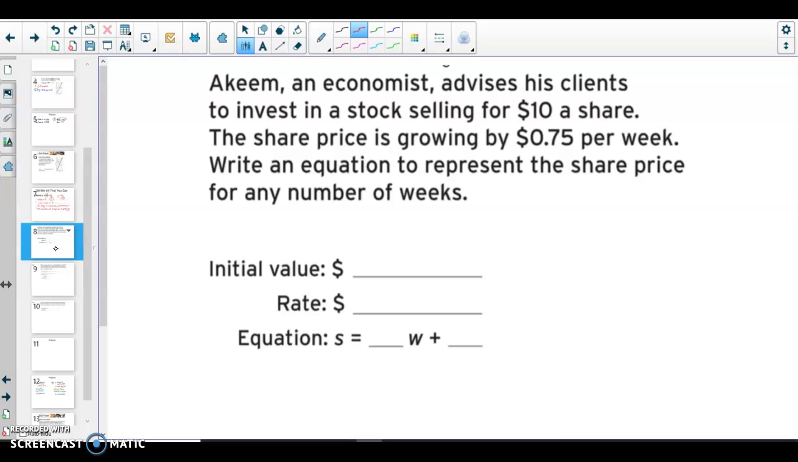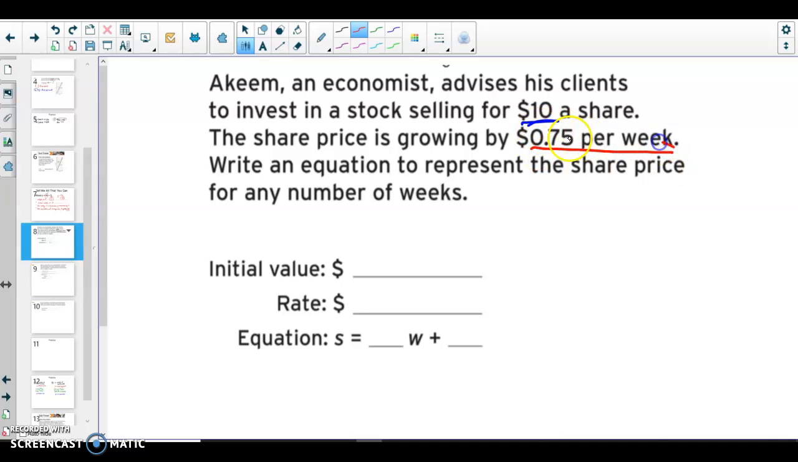Here's our try problem. Akeem, an economist, advises his clients to invest in a stock selling for $10 a share. The share price is growing by 75 cents per week. We're going to write an equation to represent the share price for any number of weeks. So they've given us two values here. Two values being $10 a share, and also giving us this 75 cents per week that we've got here.